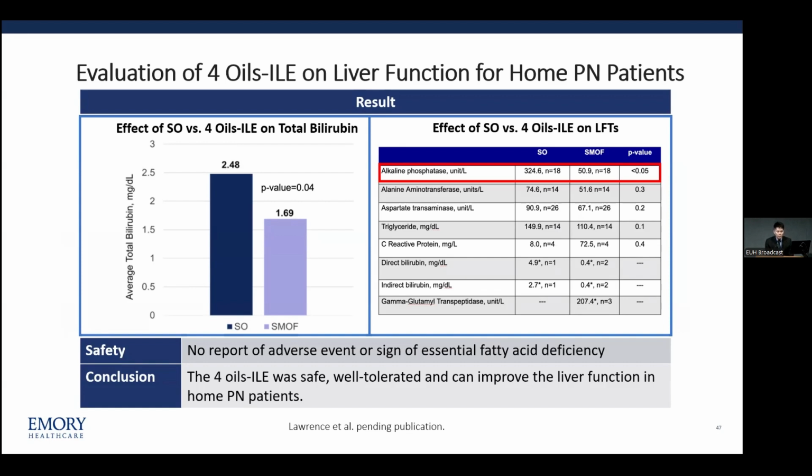This is expected, given that the review was retrospective with missing data and involved a small sample size. There were no reported adverse events or signs of EFAD. The review highlighted the clinical benefit of fish oil IOE in patients compared to soybean IOE.